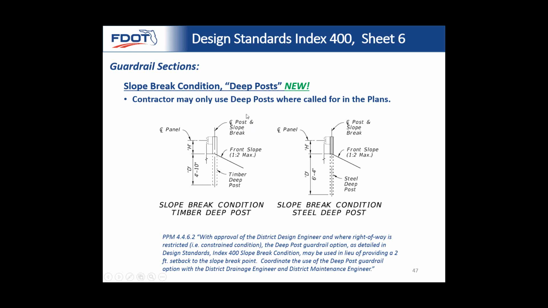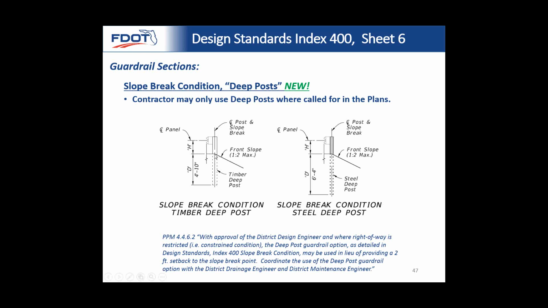Now, zooming in real quick, we're going to skip over the basics and focus on the new stuff. This is for using deep posts. You can see here that normally a slope break would be 2 feet behind the post for a normal standard installation, and that is what happens 98% of the time. You're going to have a standard installation. It's easier to maintain, and you can put an asphalt mow strip around the base of the post.